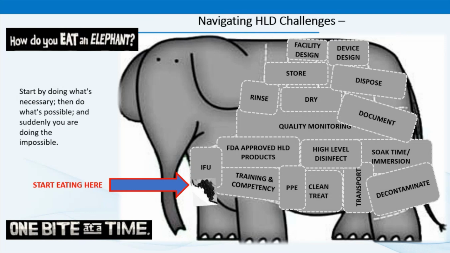Then considerations in facility design for HLD should include separation of decontamination from HLD if possible. Workflow should be unidirectional. Ventilation should be in a well-ventilated area to prevent exposure to vapors and include the correct amount of air exchanges. Negative air pressure in the reprocessing room and exhaust vented directly outside.